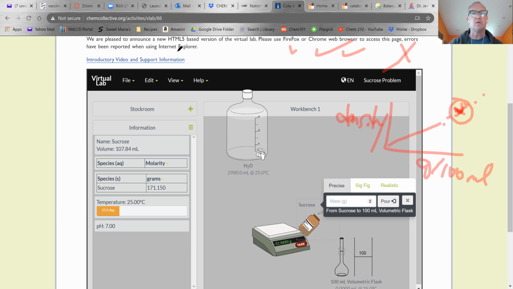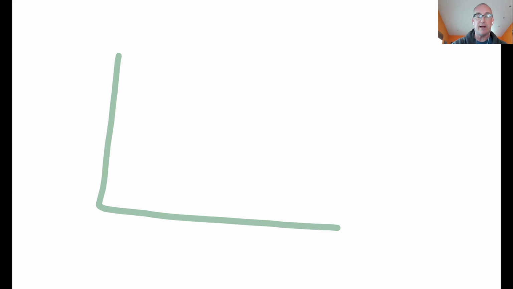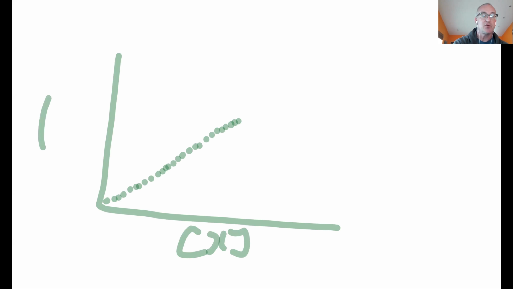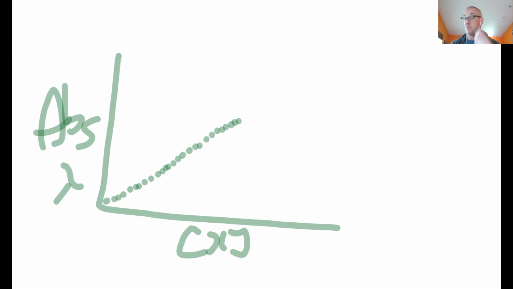But in the classic example where we're measuring light absorbance versus concentration, let me put up a new screen. When we measure the light being passed through a solution versus its concentration, it is linear at low concentrations. So at low concentrations, there's a direct linear relationship between the concentration of whatever I'm measuring and the absorbance of light at a particular wavelength. The more concentrated it is, the more light it absorbs, and it goes out and out and out.